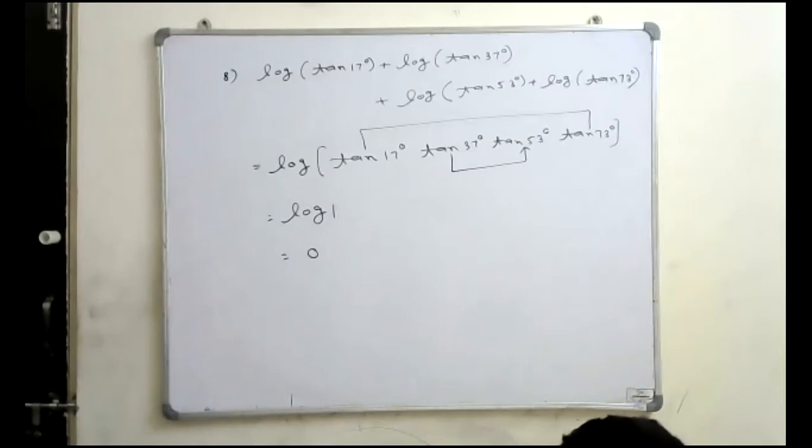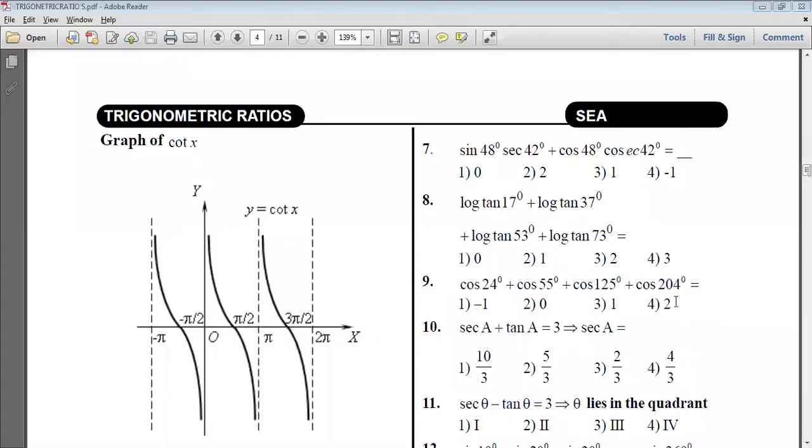Okay. Next, look at the next problem. Ninth problem. Cos 24 degree plus cos 55 degree plus cos 125 degree plus cos 204 degree. So we have to find the value of this. Okay, 0 is correct.